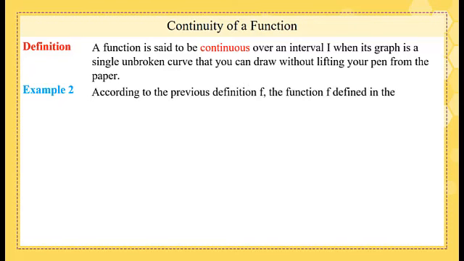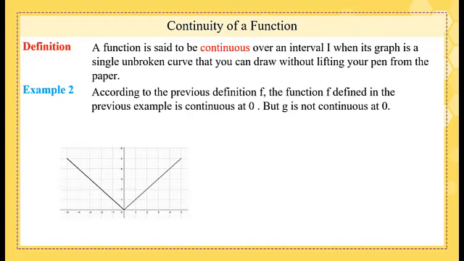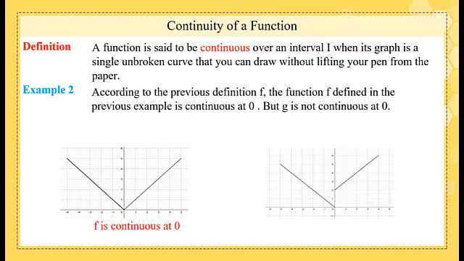According to the previous definition, the function f defined in the previous example is continuous at 0, but g is not continuous at 0. And this is f, which is continuous at 0. There's no break in the curve. And this is g, which is discontinuous at 0.